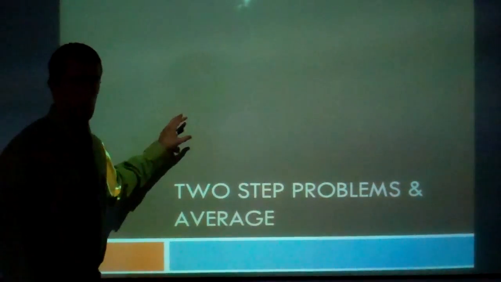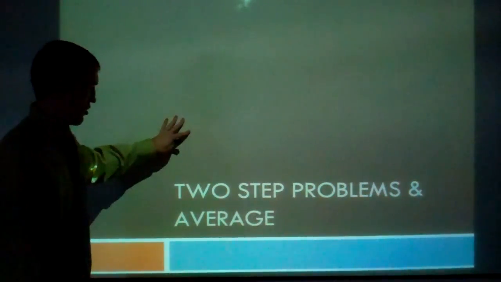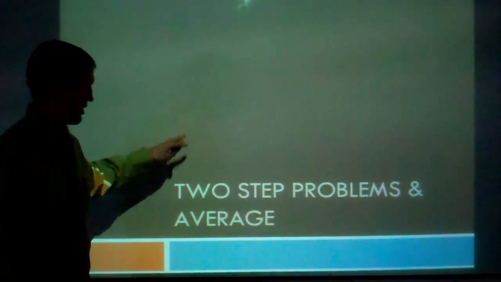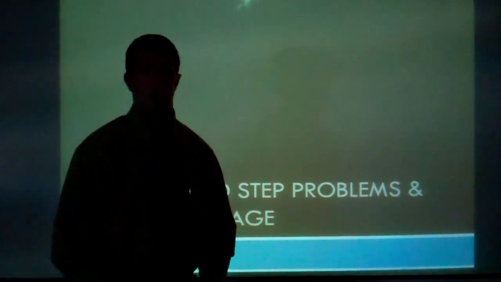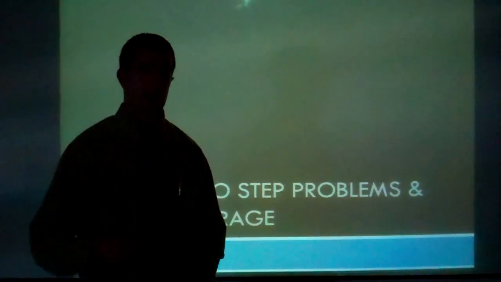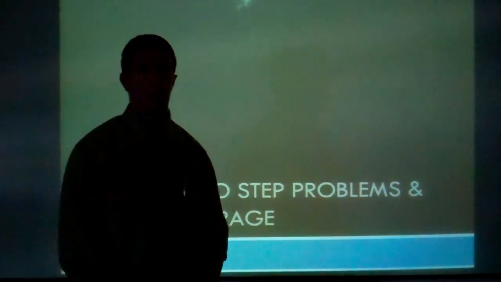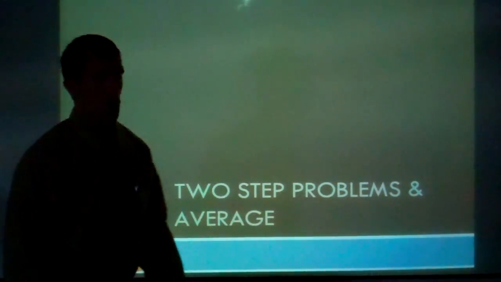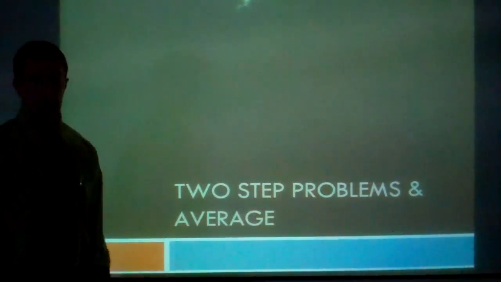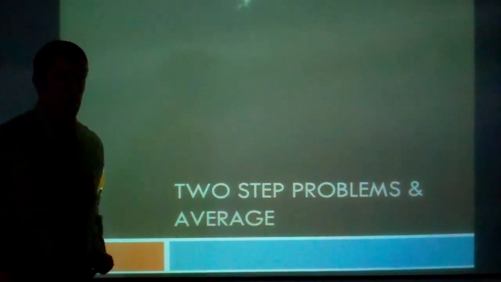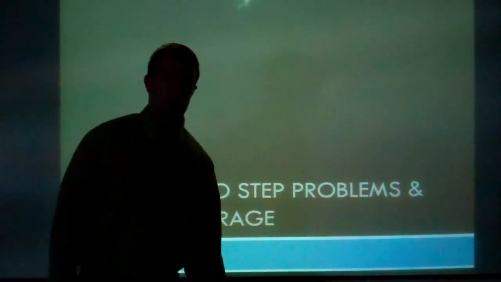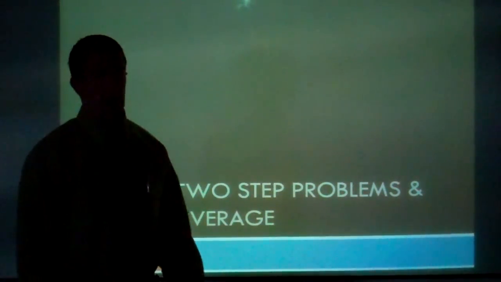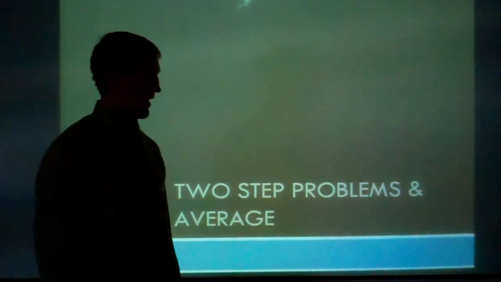So I forgot to put my goals up on the slideshow, but basically what we want to be able to do is solve a two-step problem. Well, first of all, we're going to want to be able to set that two-step problem up and then solve for what they're asking for. Then for average and mean, we want to be able to calculate what the average and the mean is. Okay? So the best thing to do, of course, is to look at an example.